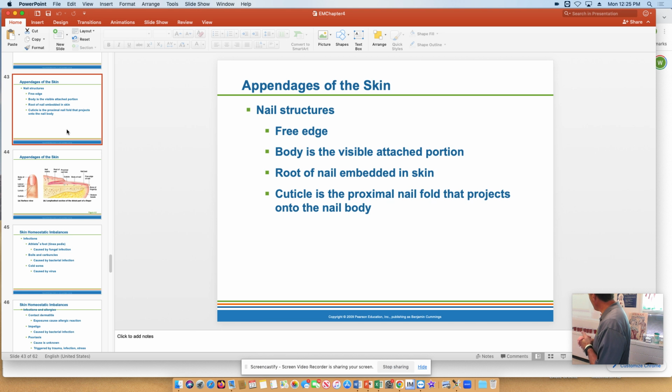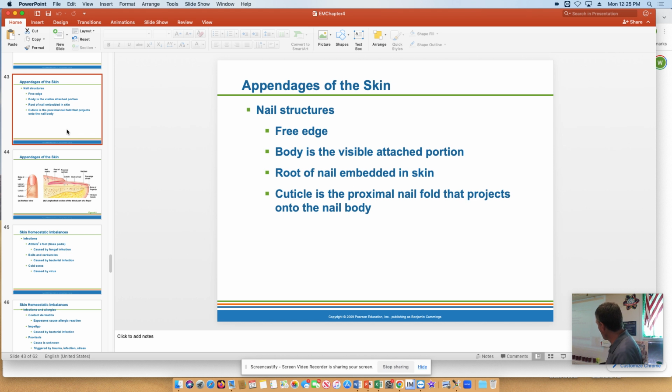Then the root of the nail is the part that's embedded in the skin. Look, guys, just like we said with a hair, where the hair grows from down in the skin, the dermis and epidermis are kind of infolded where that hair follicle is. Essentially, the same thing is true with the skin of your cuticle and your finger, where your nail bed is, kind of folds in around there. So the root of the nail is embedded in the skin.